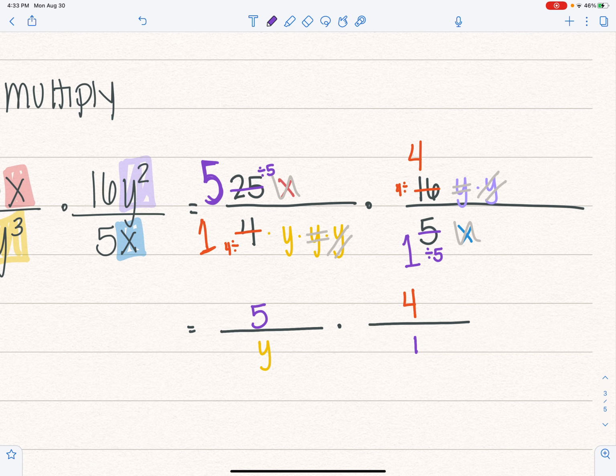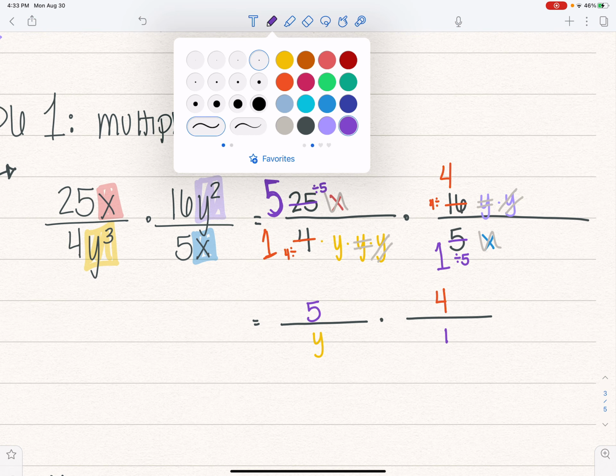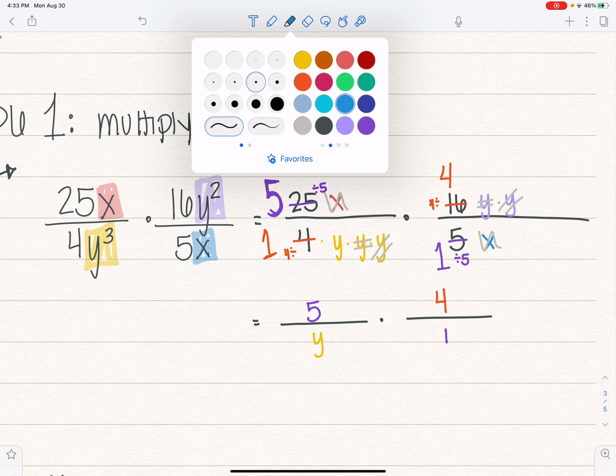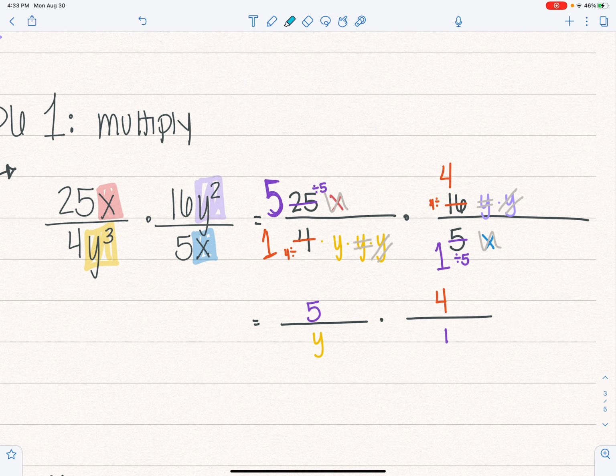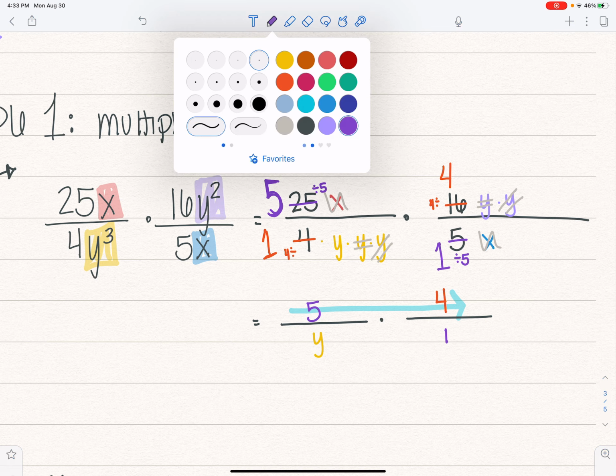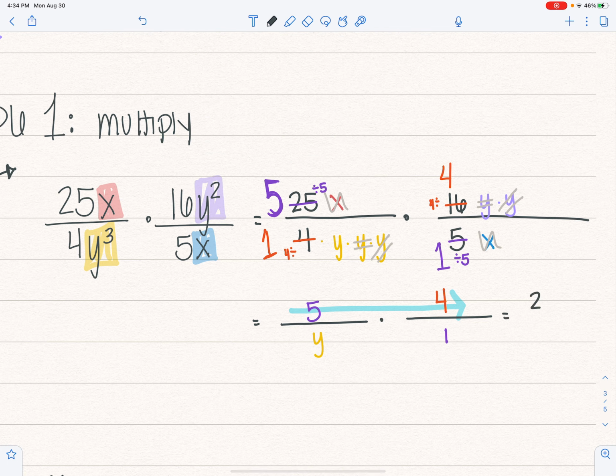Now that I've got everything that's left behind, I'm going to multiply using the property that we saw in the notes, or that you saw in the learn screen of Hawks. Multiply straight across the top: 5 times 4 is going to give me 20. And multiply straight across the bottom: y times 1 is going to give me y. And so my final answer there will be 20 divided by y. Those are going to look different than anything else pretty much in the homework or in the notes, these monomials.